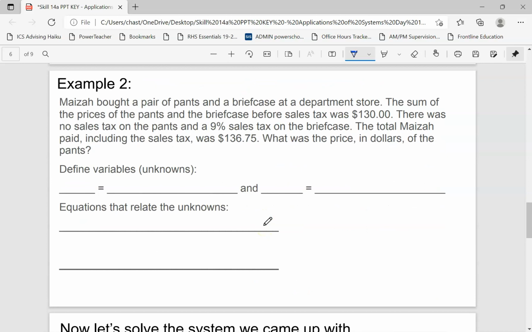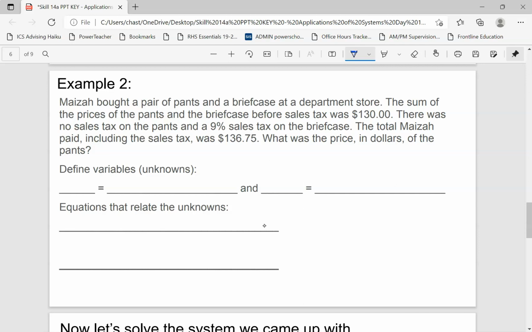All right, let's go further, and now let's actually talk about how to solve these. So Mizea bought a pair of pants and a briefcase at a department store. The sum of the prices of the pants and the briefcase before sales tax was $130. Okay? If there is no sales tax on the pants and 9% sales tax on the briefcase, the total Mizea paid, including sales tax, was $136.75. What's the price P in dollars of the pants?